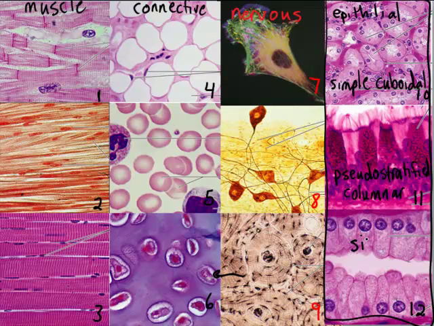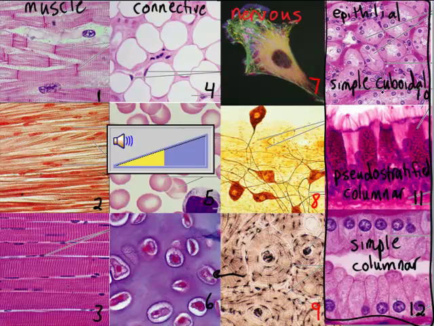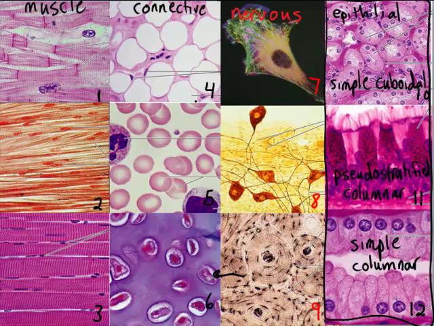You'll notice that each of these names here is made up of two words, and each of the words is telling you something about these cells. The first word is telling you how many layers there are. The second word is telling you the shape of the cells. And this is how we categorize epithelial cells, and I'll show you a little bit more about this in just a minute, but that'll give you a little head start as we go into this.